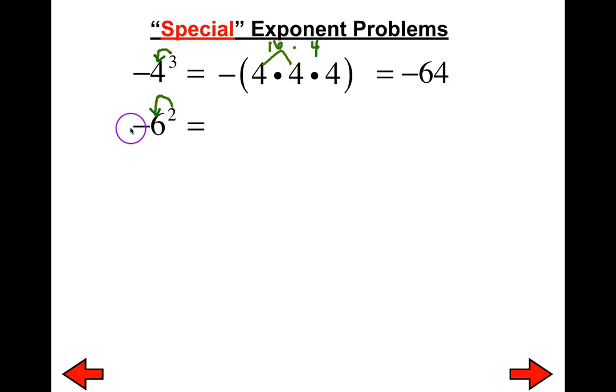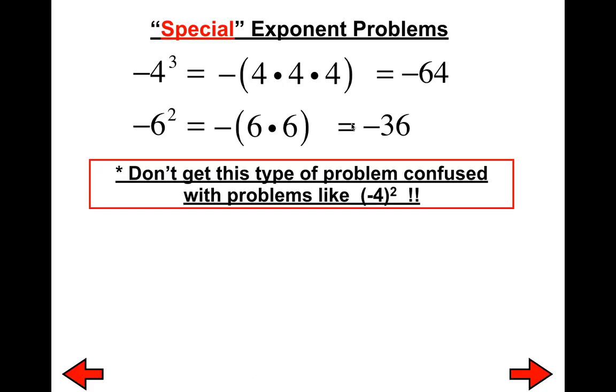So here, I'm going to take the opposite of 6 squared. So essentially, it's the opposite of 6 squared, which means 6 times 6. Here, 6 times 6 is 36, but we're going to take the opposite of that, so it's going to be negative 36. Okay. So please don't confuse this for negative 4 squared, because here what's being squared is actually a negative 4. These parentheses tell us that the base is negative. Okay, so the only way your base is negative is if you have parentheses. If there is no parentheses, your base can't be negative.